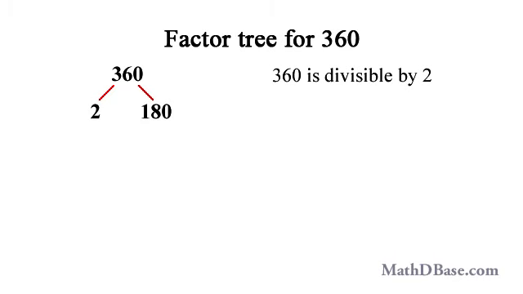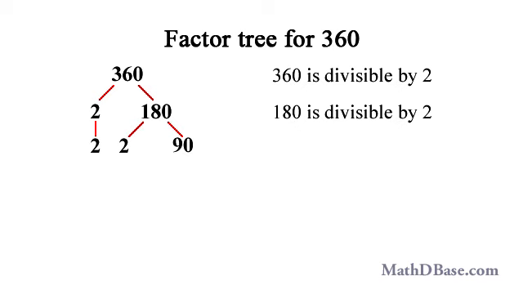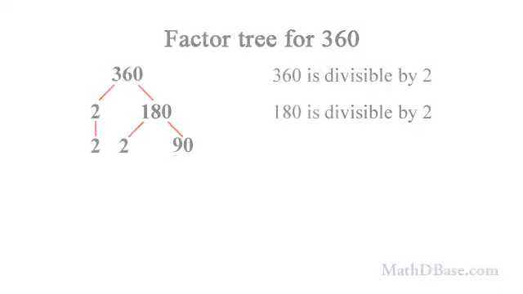To write a factor tree for 360, first note that 360 is even. So 360 is divisible by 2, a prime number. So we can put 2 on one branch and 360 divided by 2, or 180, on the other branch. 180 is also divisible by 2. So we can extend the branch with the first 2, place another 2 on a new branch, and then 180 divided by 2, or 90, on another new branch.